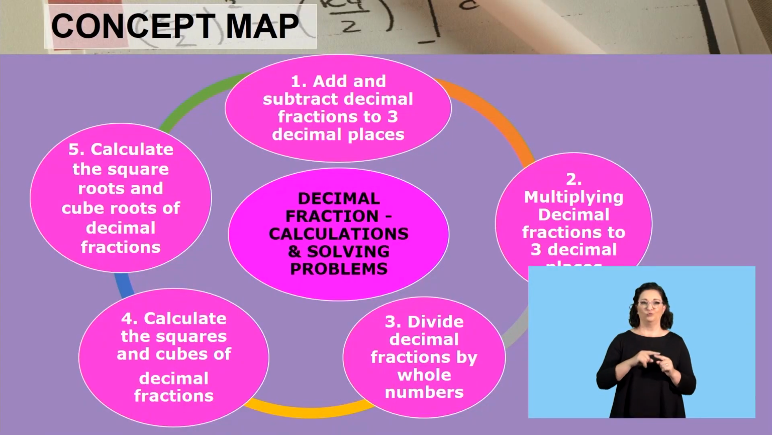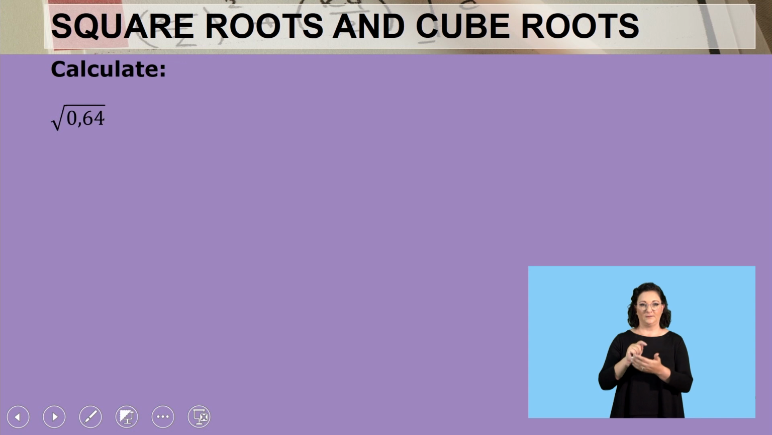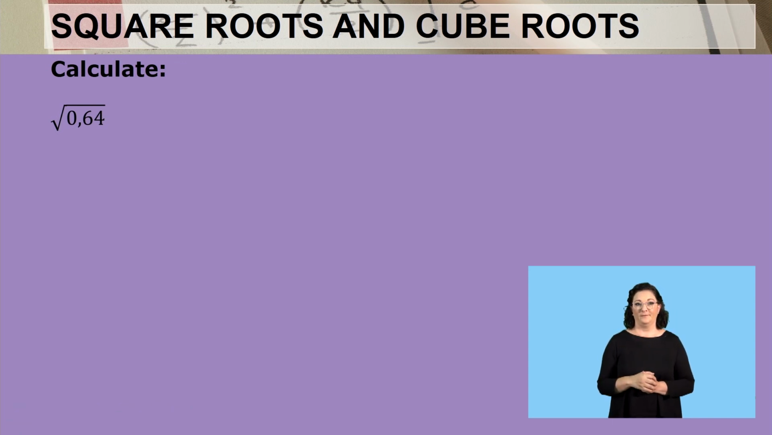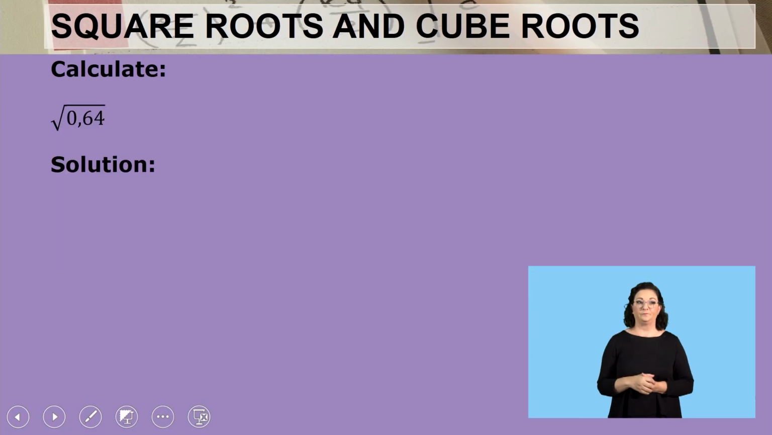Calculate the square roots and cube roots of decimal fractions. And let's see. Calculate the square root of 0.64. Easy way out here would be to simply convert the 0.64 into a common fraction, and then you find the square root of the numerator, then find the square root of the denominator. So you can see this is actually 64 hundredths. Let's look at a solution.